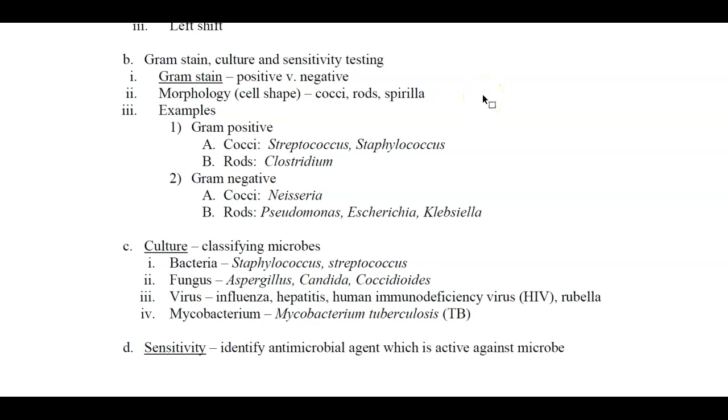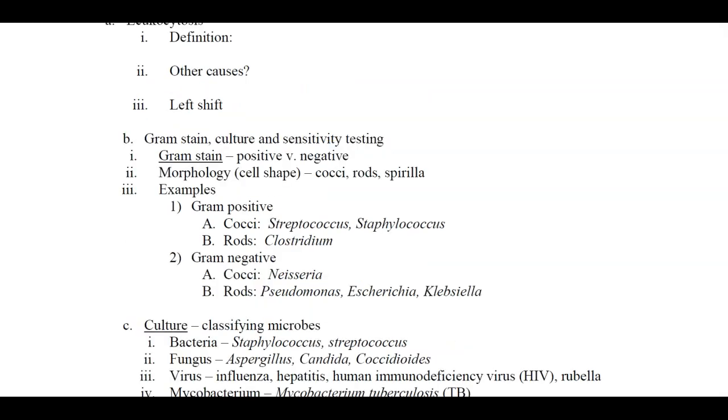Examples of gram-positive organisms: gram-positive cocci include Streptococcus and Staphylococcus. Gram-positive rods include Clostridium, and gram-negative cocci is Neisseria. Gram-negative rods include Pseudomonas, Escherichia, and Klebsiella. Gram-positive organisms are considered to have a thick cell wall. On the other hand, gram-negative organisms are considered to have a more complex cell wall and are more difficult to penetrate. So this is something to consider when it comes to treating these infections.